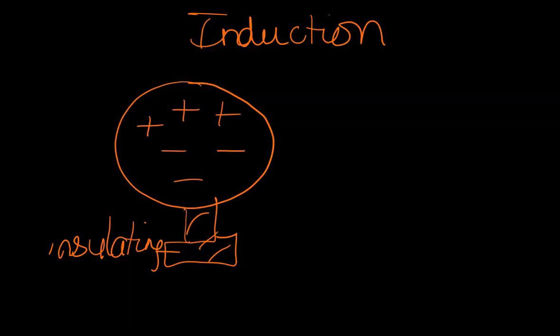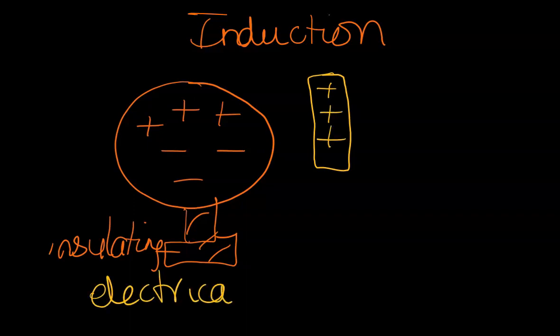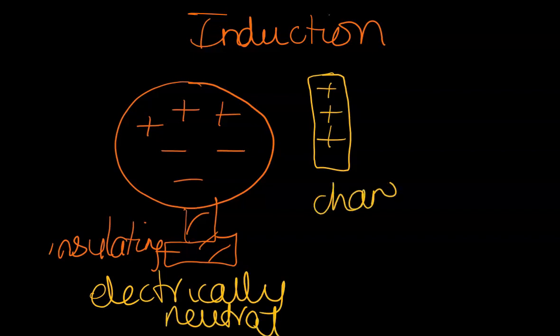So in induction, you do not have the bodies touching each other, but you have a charged body being placed near to an electrically neutral body. Now this is different to friction, where you have movement, relative rubbing of surfaces, and then you have the 2 bodies being electrically neutral. But in induction, you have one charged body here, and then you have another electrically neutral body here. And it is placed near to, but you don't have any touching taking place.